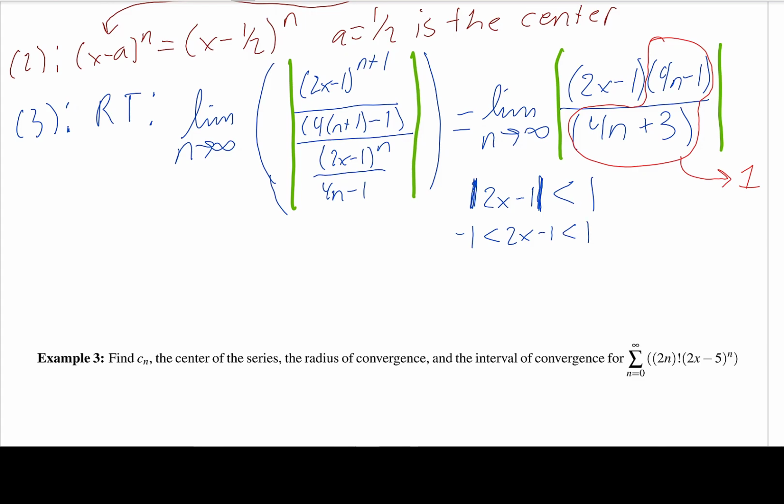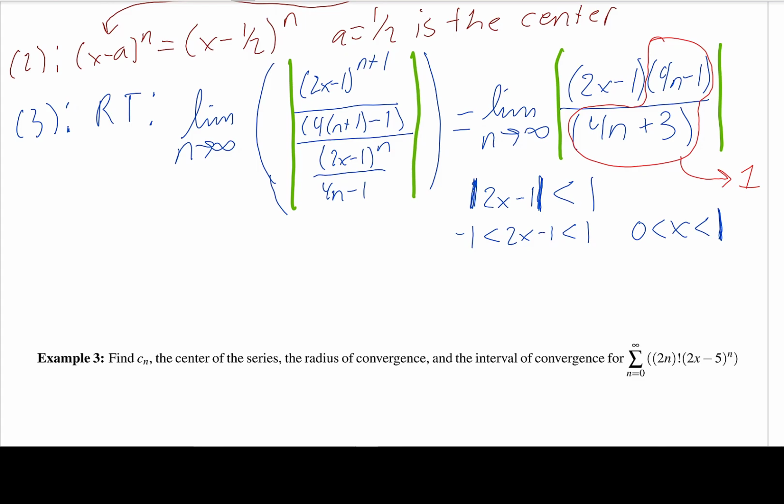So if I add 1 to both sides and then divide by 2, that will give me, well, I'm going to add 1 to negative 1. That'll give me 0, and then divide by 2. So I'll still have 0, is less than x, is less than. So I'll add 1 to 1. I'll get 2, and then divide by 2. That'll give me 1.